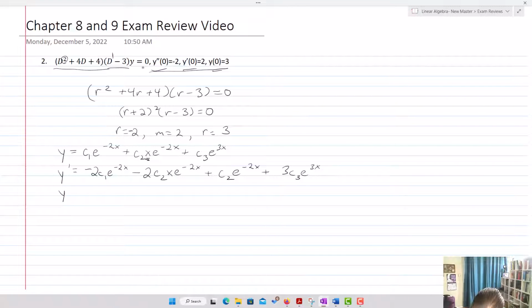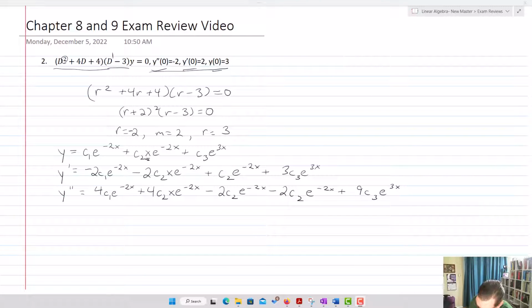And then I'm going to take y double prime, and that's going to end up being 4c1 e to the negative 2x plus 4c2 x e to the negative 2x minus 2c2 e to the negative 2x minus 2c2 e to the negative 2x plus 9c3 e to the 3x.